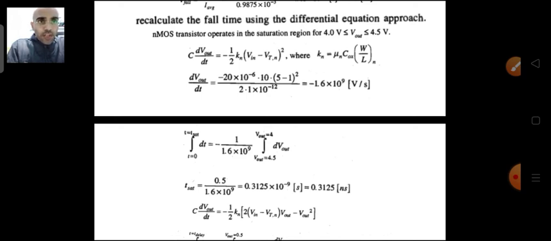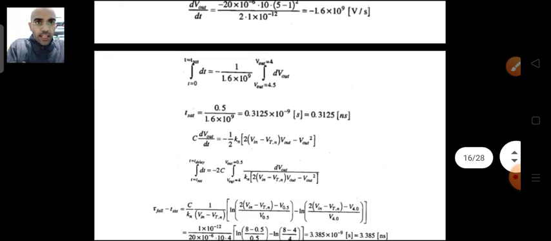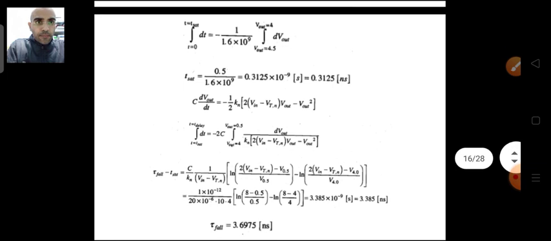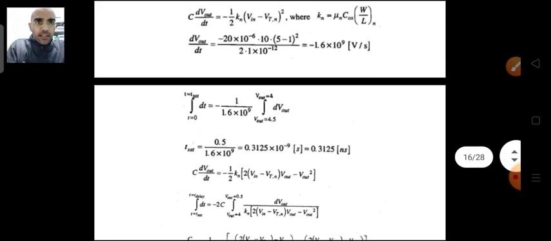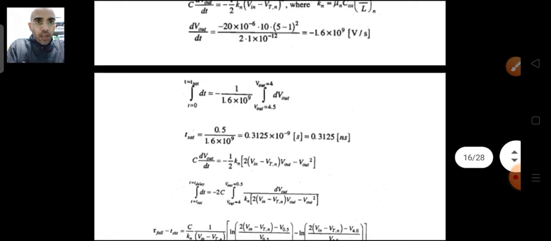So, the discharging current. As I have told you, the NMOS operates from 4.5 volts to 4 volts in the saturation region. So that is what we are going to do here, substituting all the other values. See, this is the current equation which we have used, and if we substitute this and solve it in terms of dV out, because if you substitute the drain current equation, we'll get the equation in terms of dV out.